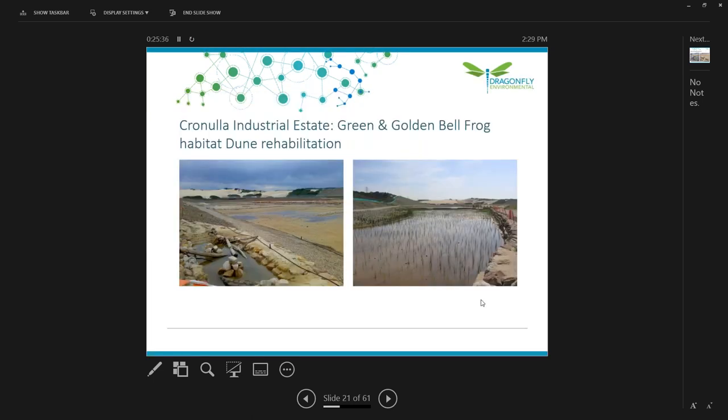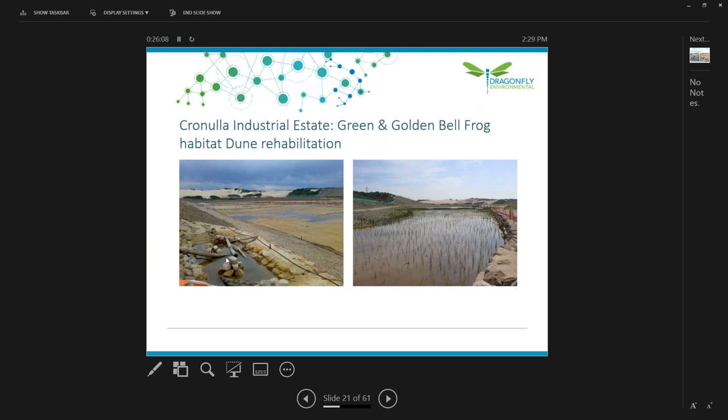So here's an example. As I said, we'll go through actual examples based on images. Here's an example of a wetland that was designed to treat stormwater from a very large residential area that's being moved in. It also happened to be a place that had green and golden bell frogs. So that's an endangered species in the Sydney area. Those of you familiar with Sydney Olympic Park will know that's one of their flagship places with very good populations of green and golden bell frogs.